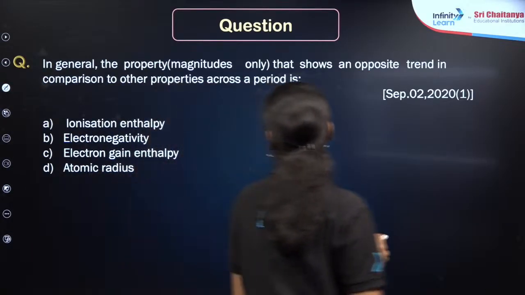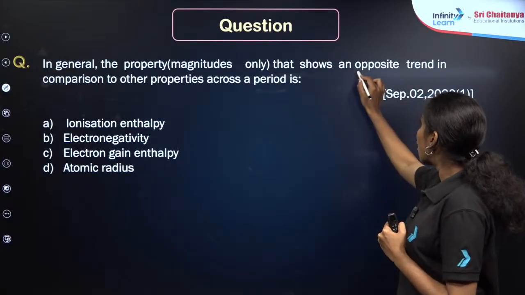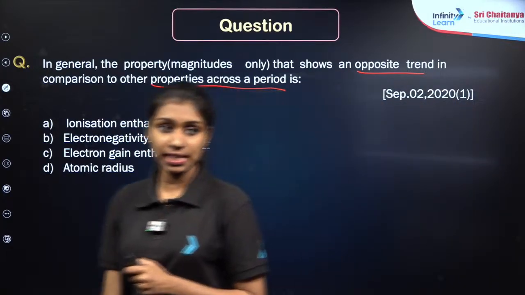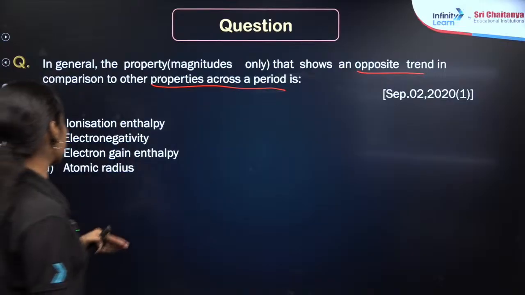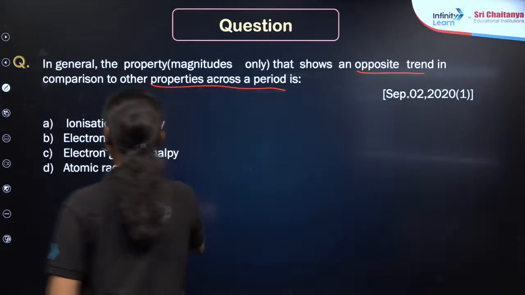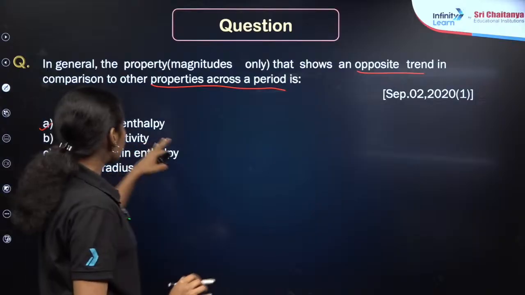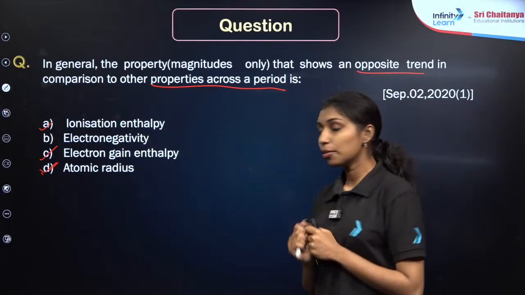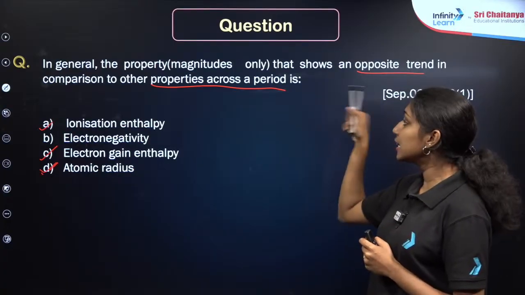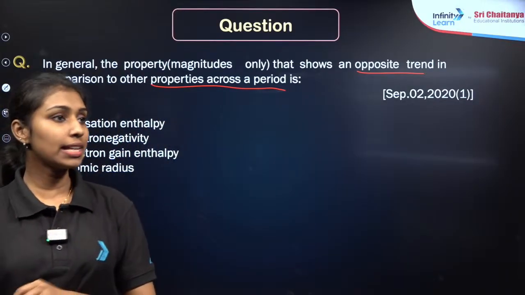Here is the next question for you. In general, which property in magnitude shows an opposite trend in comparison to the other properties across a period? Options are given here: ionization enthalpy, electronegativity, electron gain enthalpy and atomic radius. We have already covered the ionization enthalpy, electron gain enthalpy and atomic radii in detail. Then electronegativity we will discuss in the next class. What will be the general trend? What will be the only one property that shows opposite trend in comparison to other properties across a period? What will be the answer?